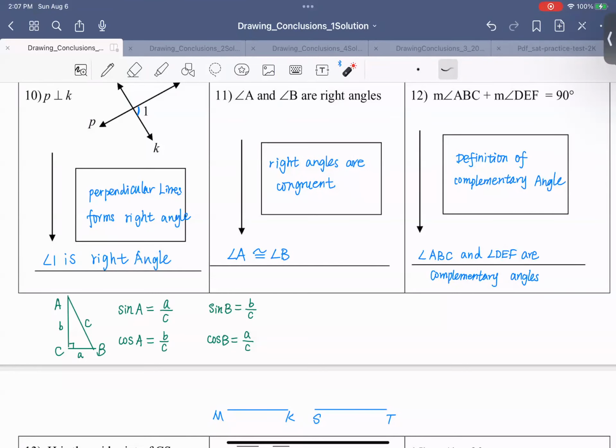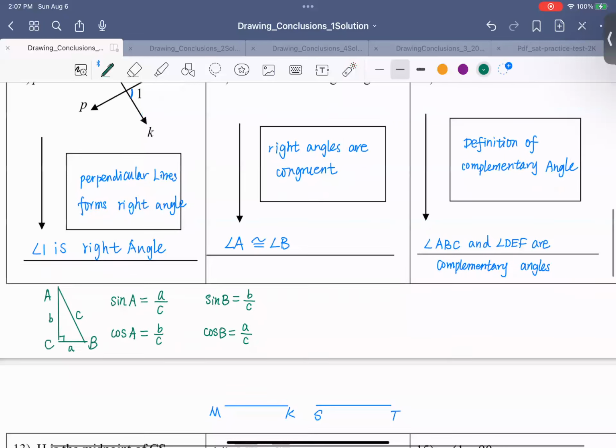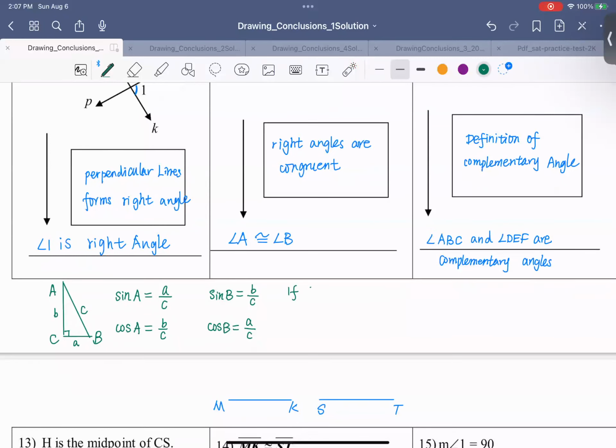Everybody will be happy. So when two angles together are 90 degrees, they are called complementary angles. If two angles are complementary, then the sine of one equals the other's cosine, and the cosine of one equals the other's sine. Keep this in mind. I'll say this one more time: if angle A and angle B are complementary.